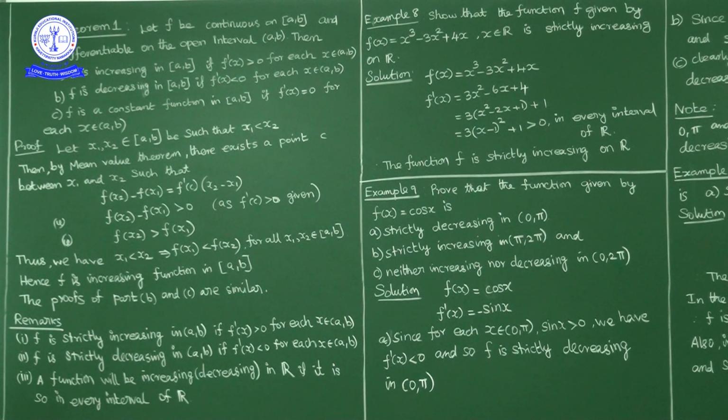To prove that a function is increasing, prove that f dash of x is greater than 0. To prove a function is decreasing, prove f dash of x is less than 0.